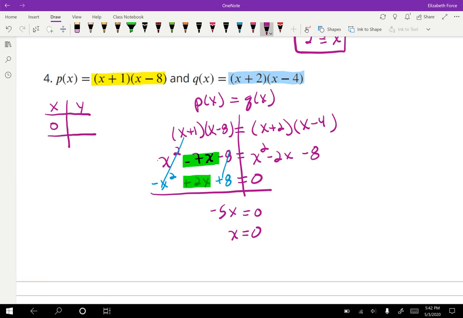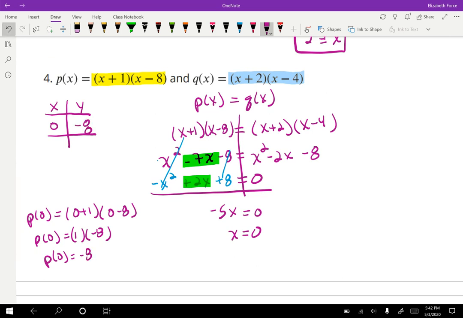So to find my y coordinate, plug it back in. I don't care which function you plug it back into. Let's go ahead and do p of x. So p of 0, 0 plus 1, 0 minus 8. P of 0 is 1 times negative 8, negative 8. Oh, that was an ugly 8. Let me redo that one. All right. So my answer so far is just one point of intersection, a little bit different from the other ones because we were able to find more than one.